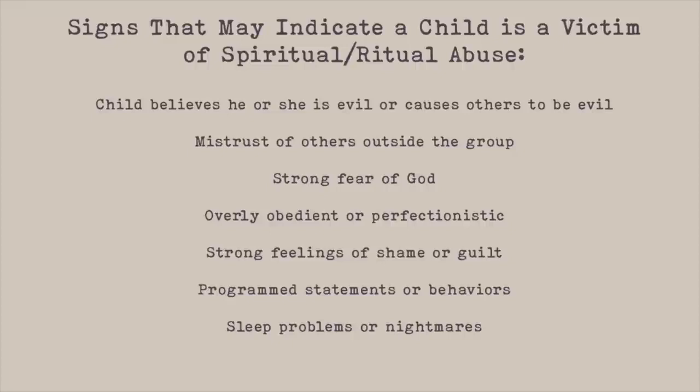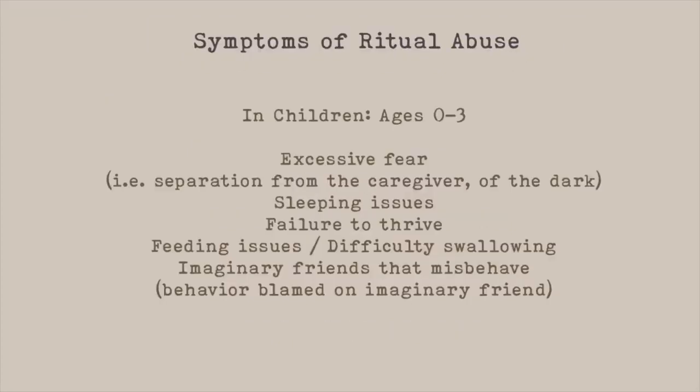These include, but are not limited to, the child believes he or she is evil or causes others to be evil, mistrust of others outside the group, a strong fear of God, overly obedient or perfectionistic, strong feelings of shame or guilt, programmed statements or behaviors, sleep problems, or nightmares. The following lists are comprised of symptoms experienced by survivors in a range of ages.